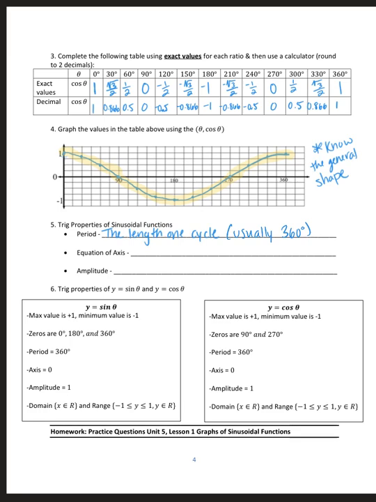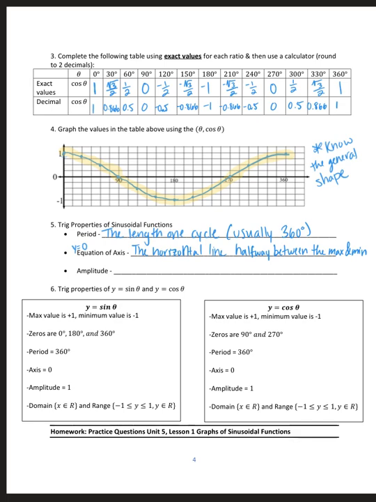The equation of the axis is the horizontal line halfway between the max and min. Okay, so for both of sine and cosine, until we start transforming it, halfway between the maximum and the minimum would be 0, because our maximum is at 1 and our minimum is at -1. So the equation of the axis is y equals 0 in this case. But again, this can be changed with some transformations.